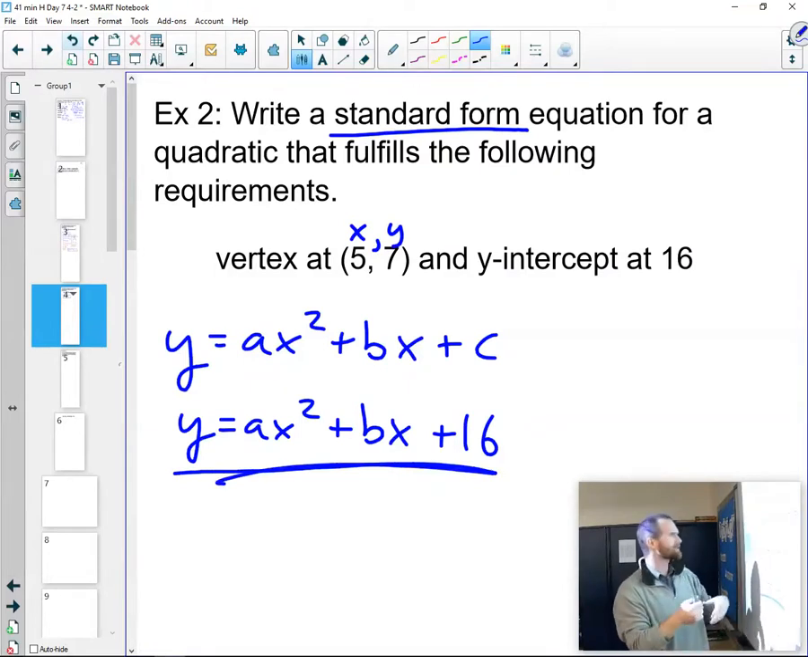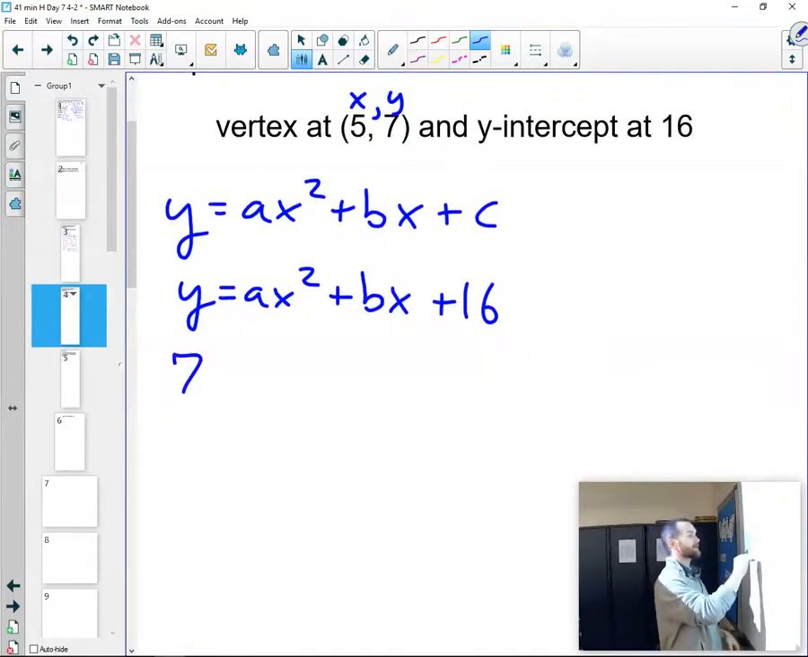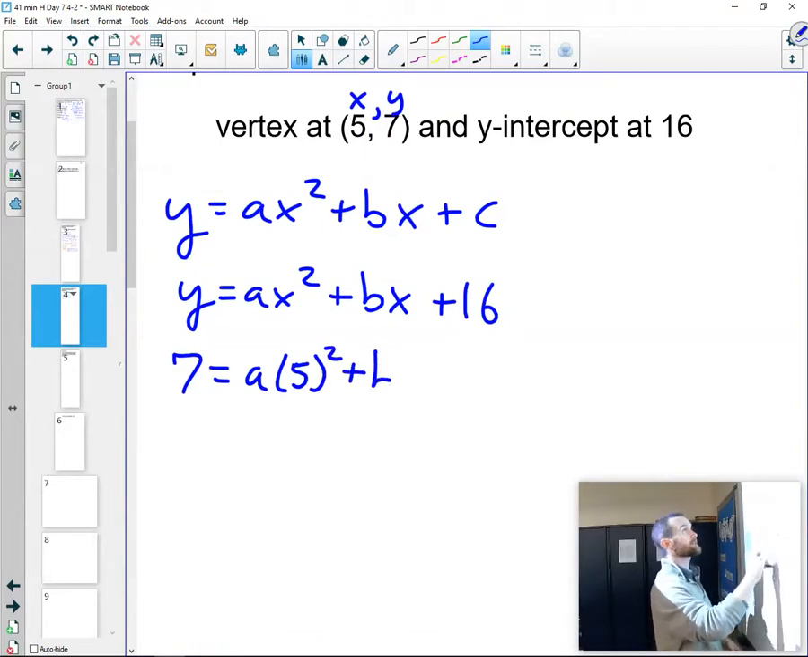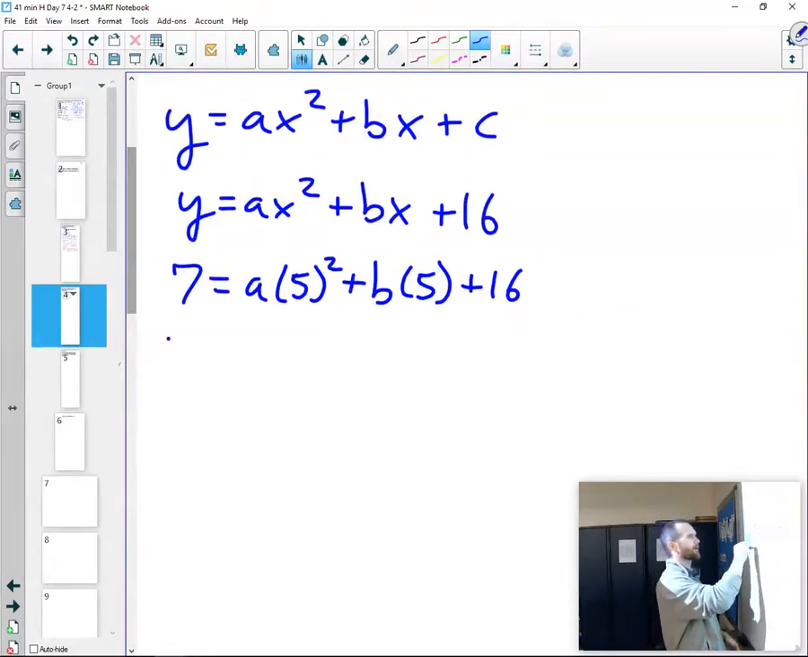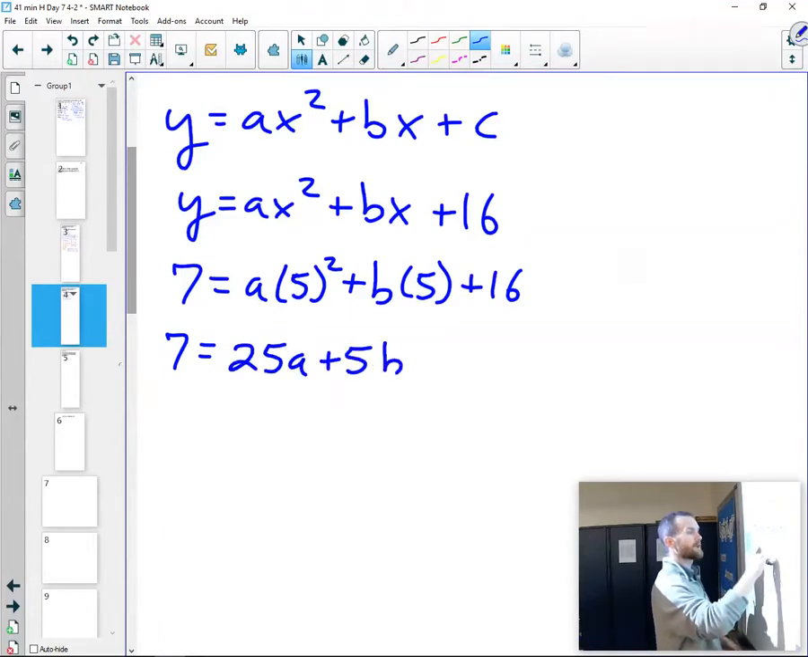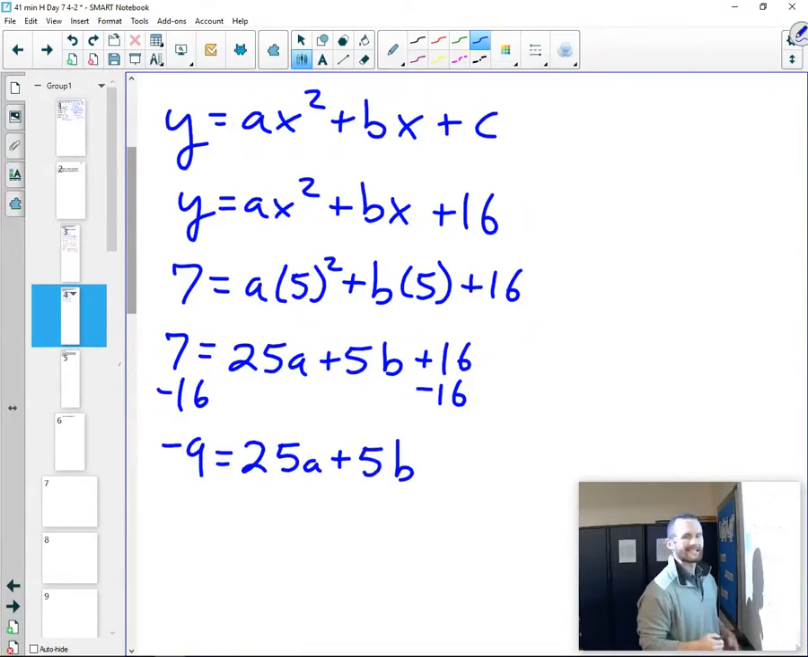So let's plug in x and y. Let's plug in that ordered pair. So let's see what we get. Instead of y, we can write 7 equals a times 5 squared plus b times 5, again just plugging in x, plus 16. If you're going to skip some of the simplifying, that's good. I'm just showing all my work. We get 7 equals 25a plus 5b plus 16. Take away 16 just to combine our like terms. That becomes -9 equals 25a plus 5b. And we hit that dead end.